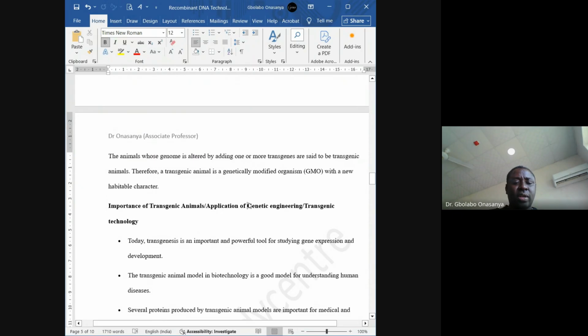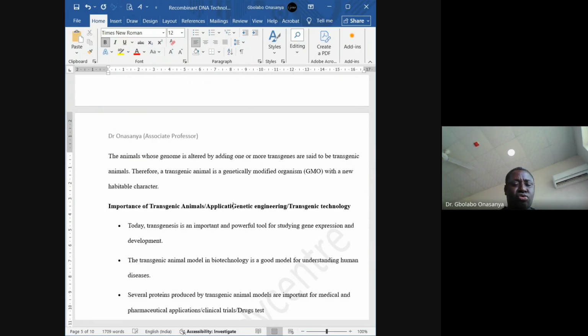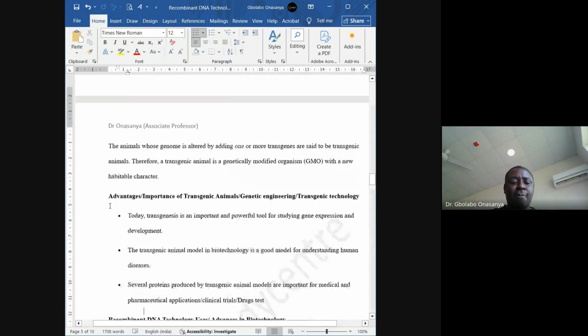That is importance, that is use. Importance, advantages. The advantages or importance of transgenic animals, genetic engineering, or transgenic technology. So we have seen how good they are.